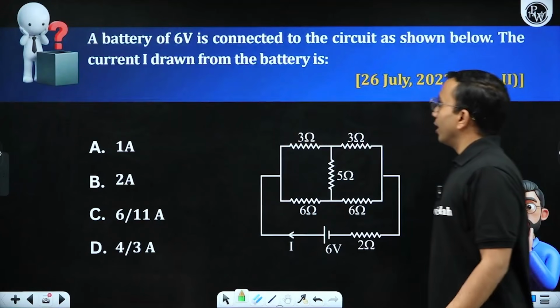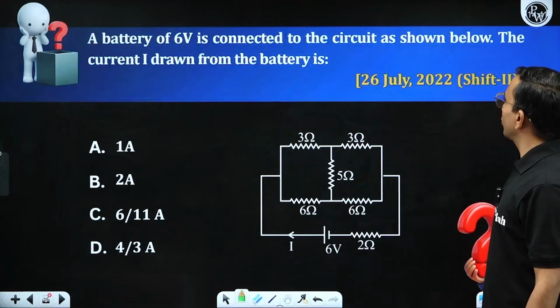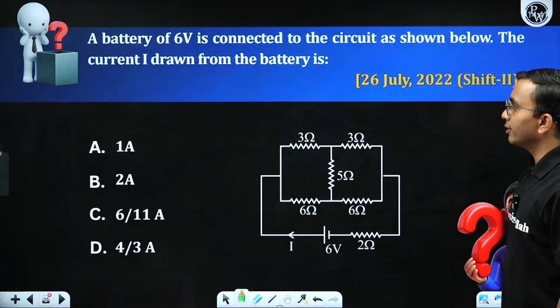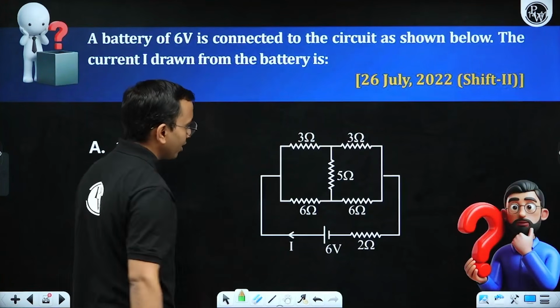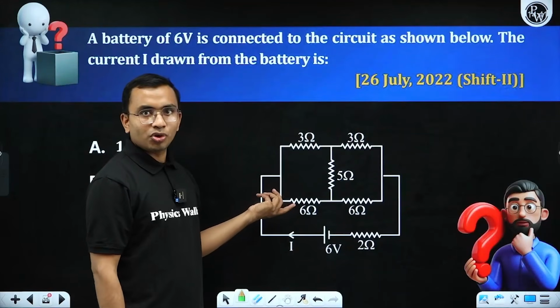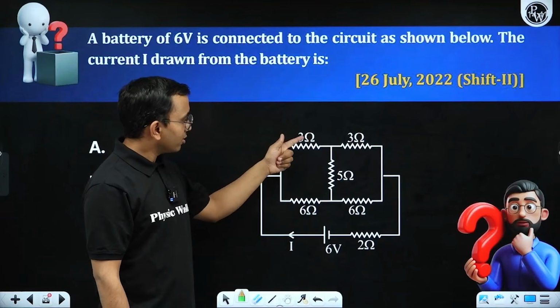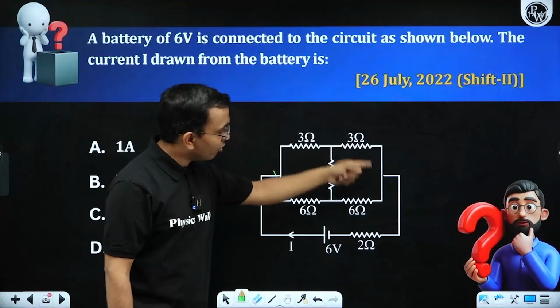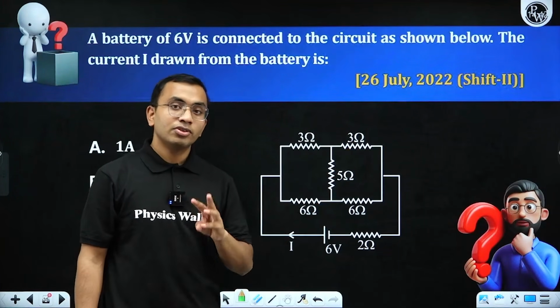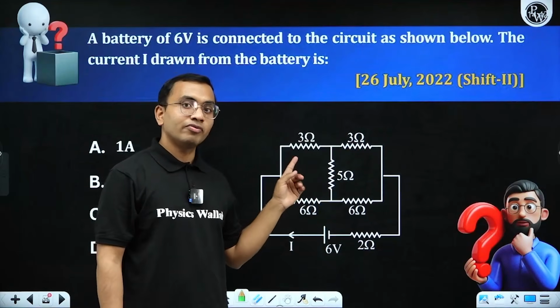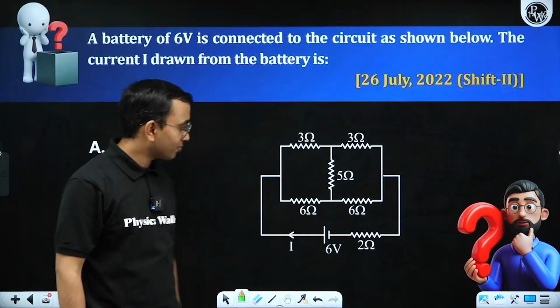Say this. A battery of 6 volt is connected to the circuit as shown below. The current I drawn from the battery is? What is the current I? Now you may say, sir, solving this is a very lengthy process. Consider this current and move in this bigger loop, 3 equations will be there, 3 variables will be there. Solving will take you at least 10 minutes.